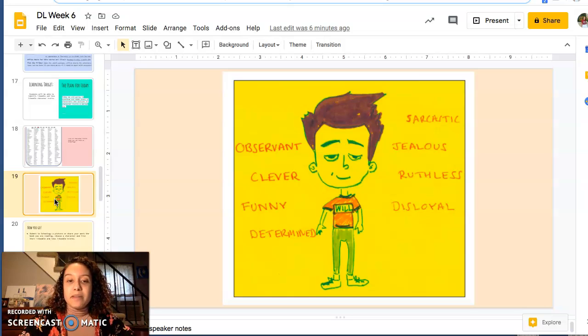And so Will's in the middle, and you can see over here his more likable character traits are that he's observant, he can be very clever, funny, and determined. And some not so good character traits that Will holds is that he can be sarcastic, jealous, ruthless, and disloyal, especially when he's talking about his friends, or not really friends, his acquaintances, and how he feels about them. And just like how everybody has likable character traits, we also have unlikable character traits.